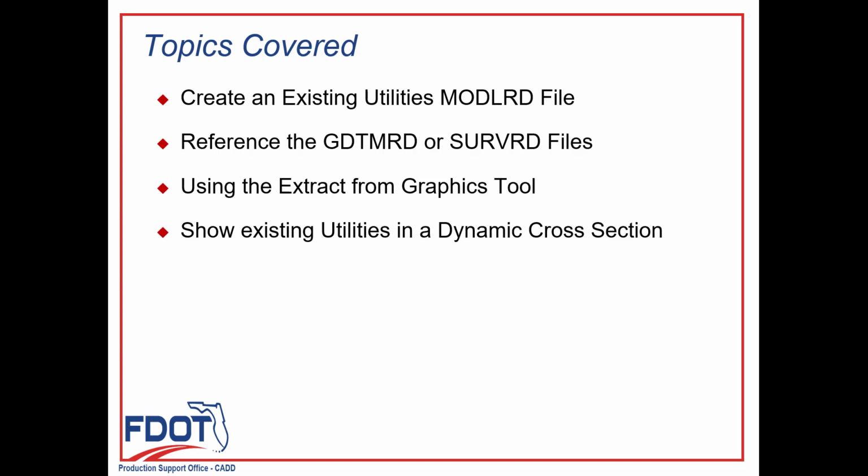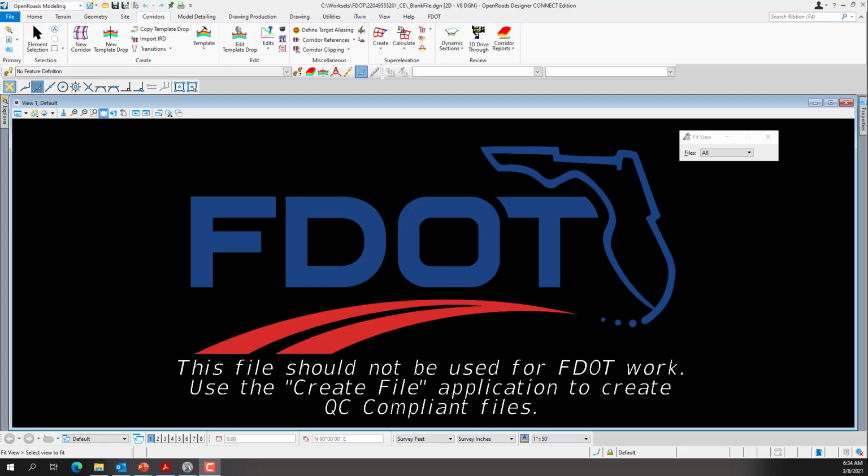Example: MODLRD_existing utilities.dgn. Elements will be extracted from 2D elements and given features for 3D. This will be done in order to see existing utilities in the 3D model, and that can be seen in cross-section views. Exercise 4.1. Create the existing utilities model file.